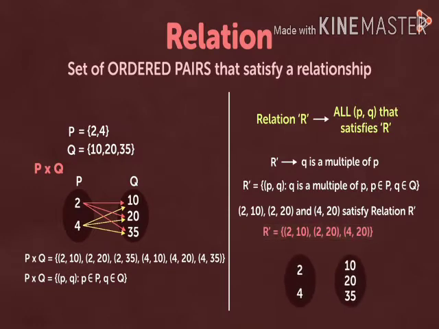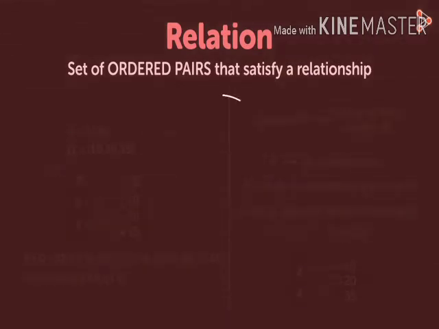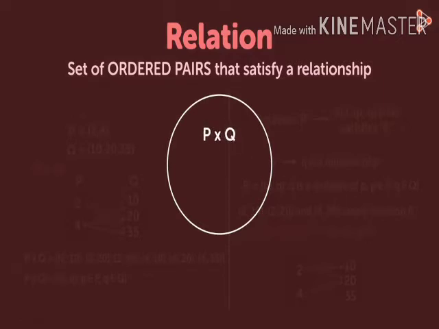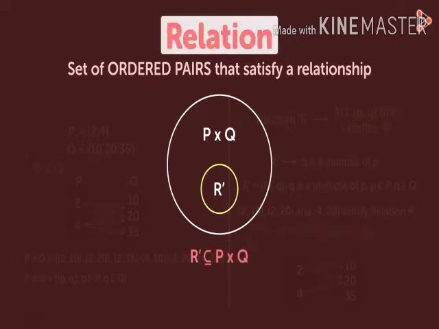We draw an arrow for every ordered pair in set R'. So we draw one arrow for (2, 10), another arrow for (2, 20) and another arrow for (4, 20). Let's say this entire circle represents the set of elements in the Cartesian product P cross Q. In that case, set R' will be a part of it. We can say that set R' is a subset of the Cartesian product P cross Q. That's the basic concept of a relation. A relation gives us a set of ordered pairs that satisfy a relationship.